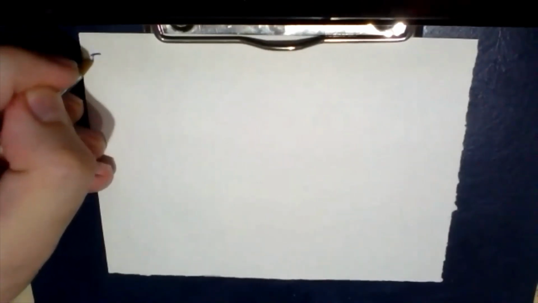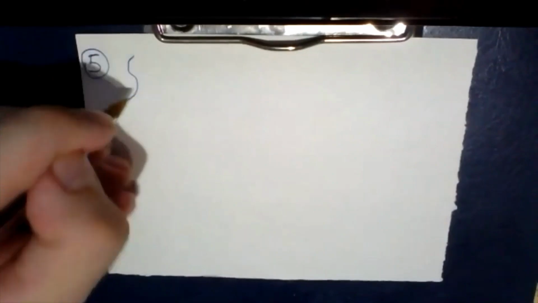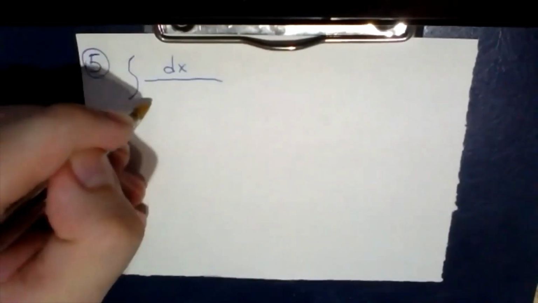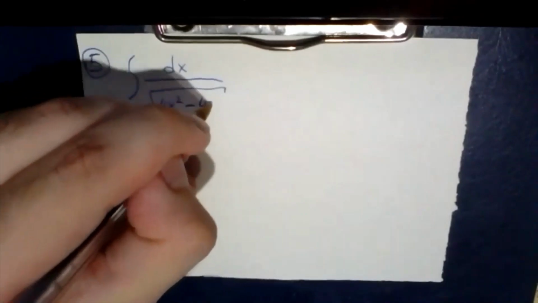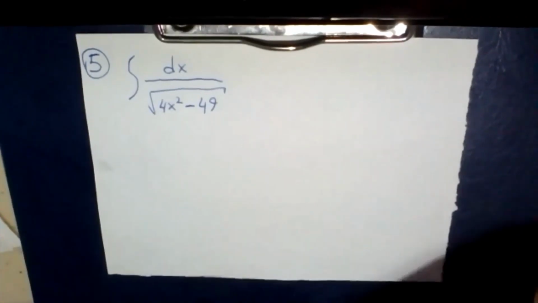Question 5 is the integral of dx over the square root of 4x squared minus 49. What substitution should we use this time?